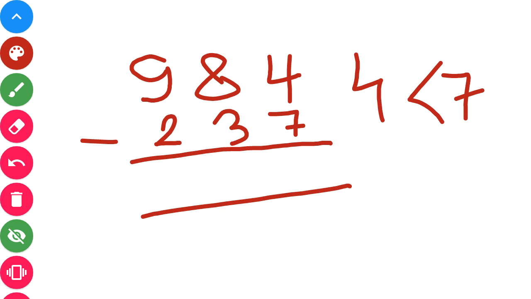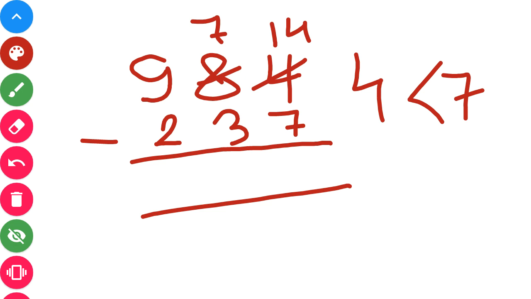So the number at tens, 8, will give 1 tens to 4. So this 4 will become 14. And this 8 will become 7. Why did it become 7? Because it has given 1 tens to ones place. And 9 will remain as it is because it hasn't given anything to anyone.